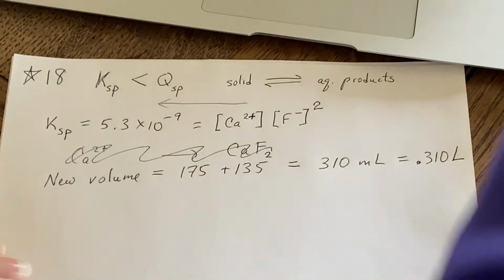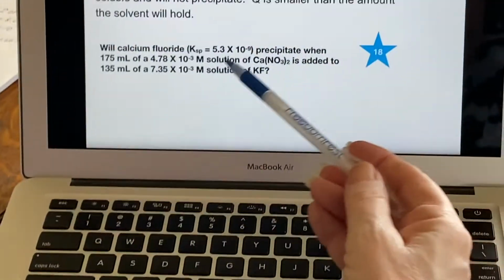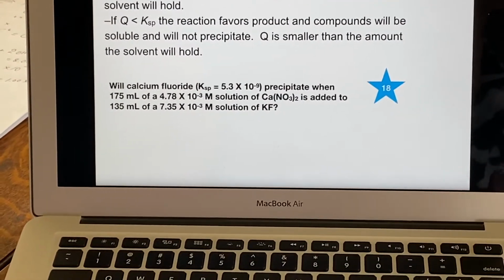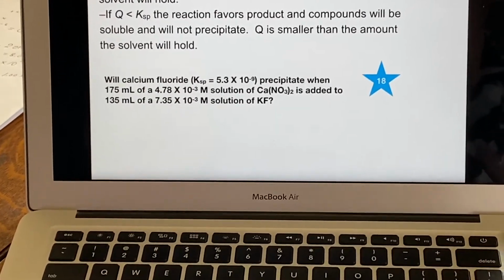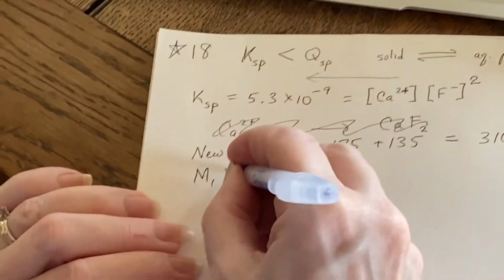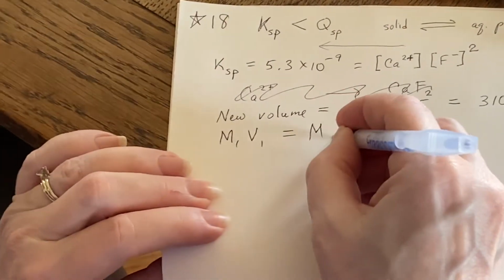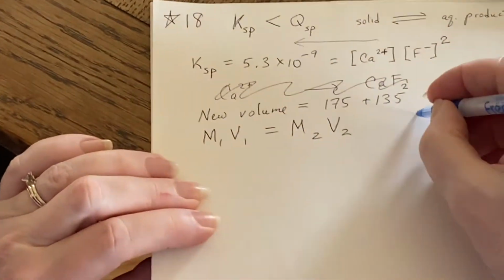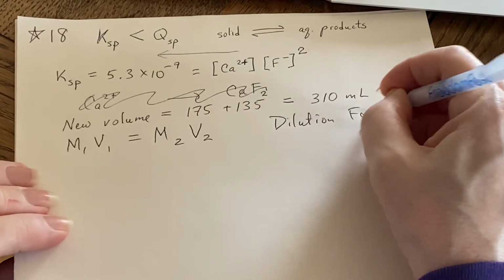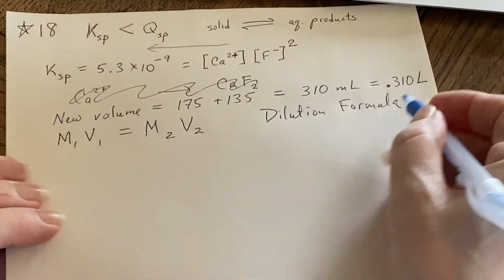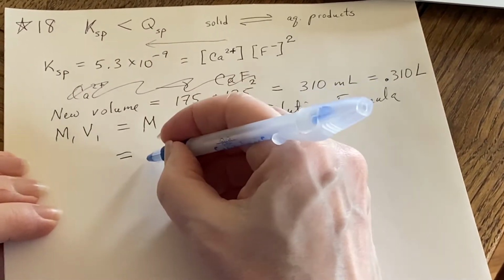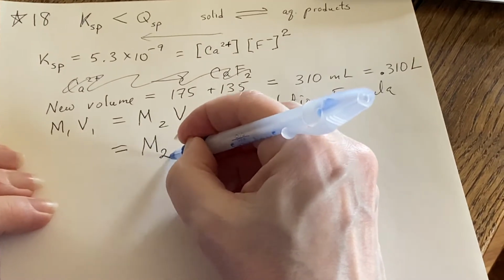That means that for each of these, I have a new molarity. Now that it's in a larger volume, its molarity is going to drop, and we're going to have to use M1 V1 equals M2 V2, the dilution formula. Well, I just figured out what V2 is. Okay. I'm going to look for my new molarity.